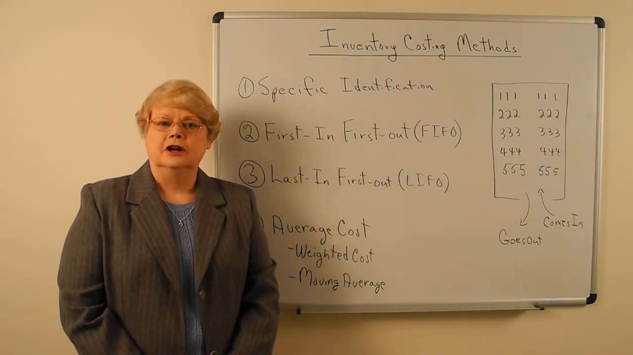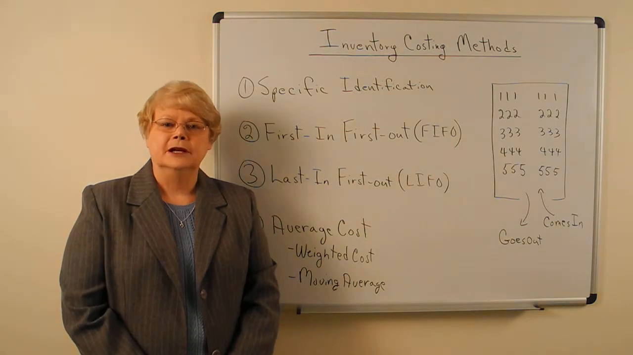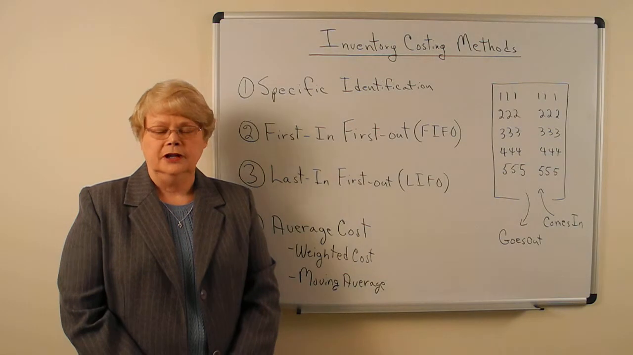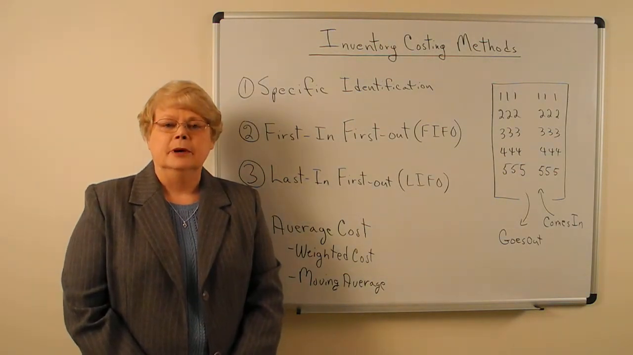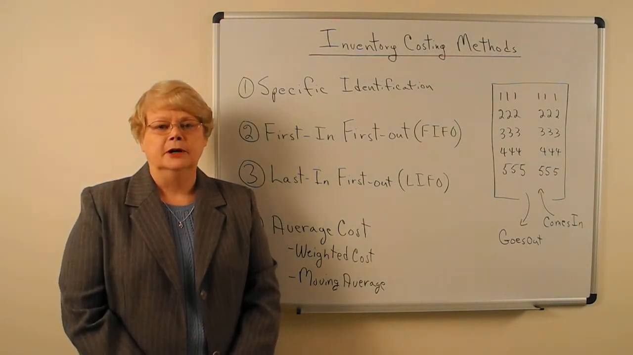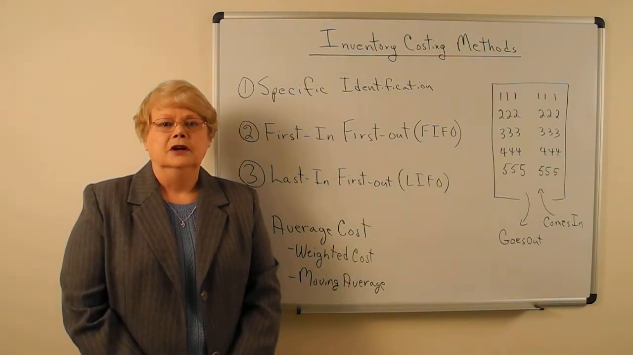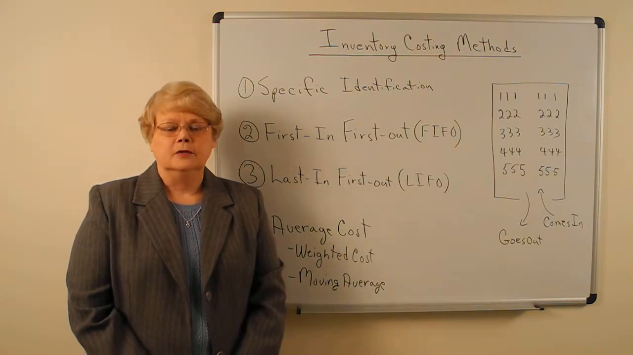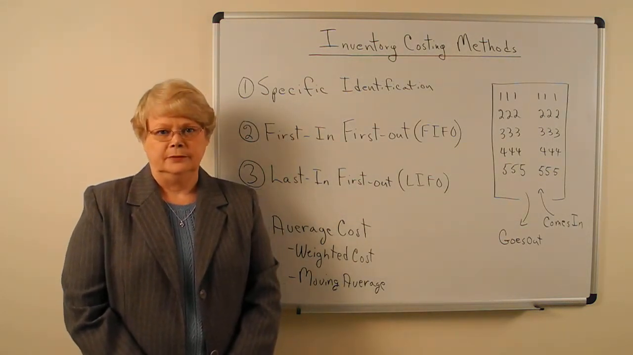In the last chapter we talked about a periodic inventory system and a perpetual inventory system, and we talked about the various journal entries that go with those systems, but we never really talked about how we come up with the cost that we put on the inventory that we sold or the inventory that we still have left on hand. And that's what we're going to do in this chapter.